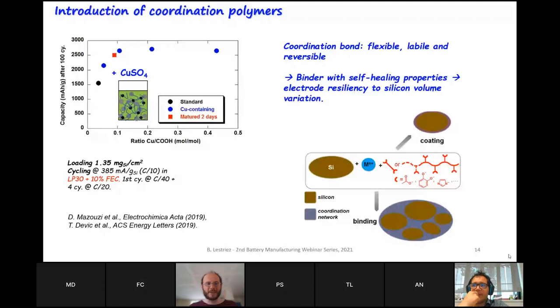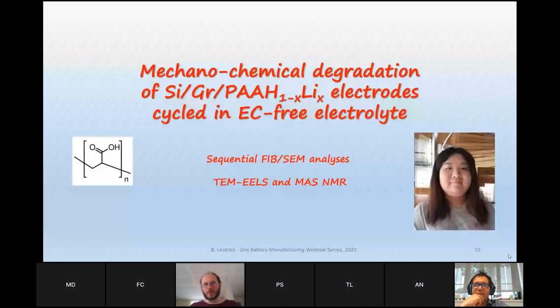Next. So now it's time for the second part of our presentation, and now I would like to disclose some new results obtained by Jianyan Xiong during her PhD thesis. She defended it very recently, a month and a half ago, where she explored the mechanical chemical degradation of silicon graphite electrodes prepared with a polyacrylic acid binder and also cycled in a peculiar electrolyte, which is ethylene carbonate free.